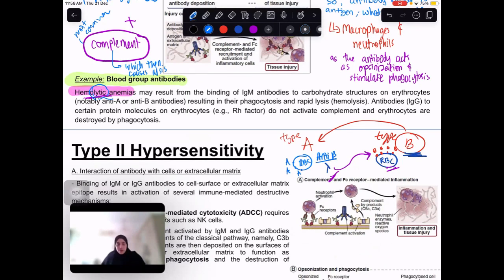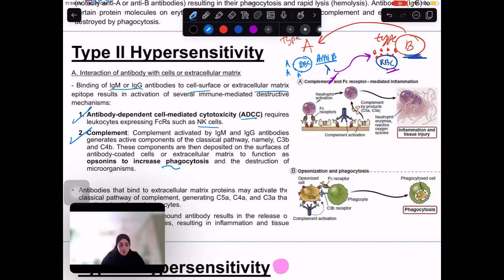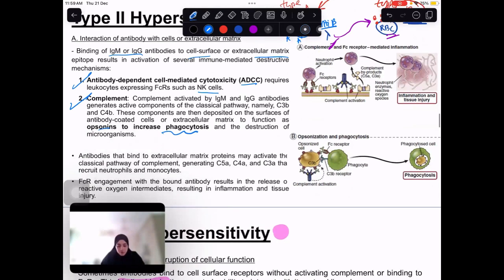And here it's the same thing I mentioned. We have IgM or IgG binding to the cell surface or the cell membrane, extracellular matrix. It's going to activate the natural killer cells through ADCC, or the complement, which causes opsonization through phagocytosis, or inflammation. So it's going to recruit the neutrophils and the monocytes, right? So these are the many different things.